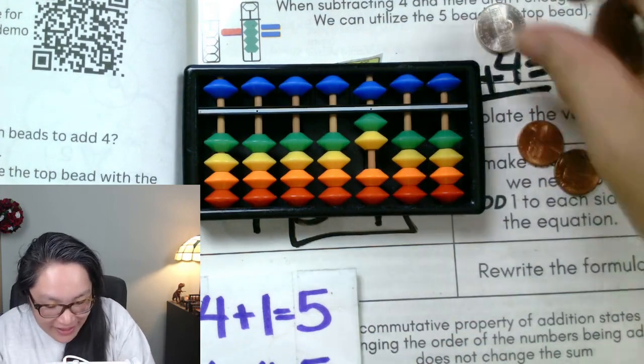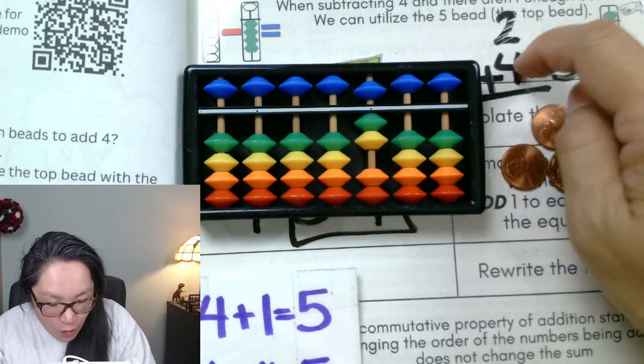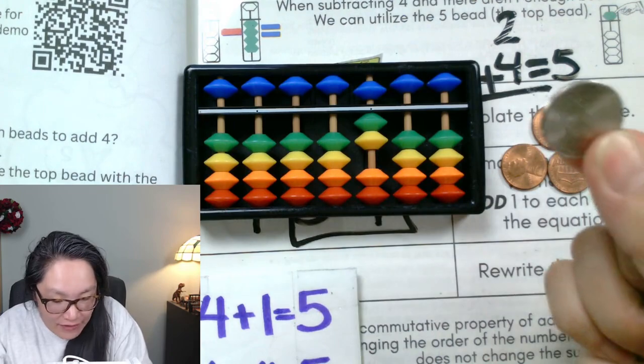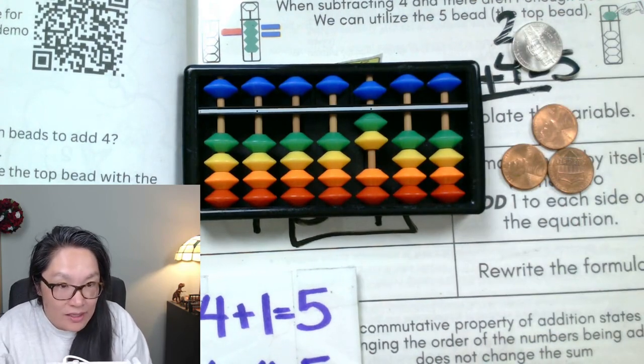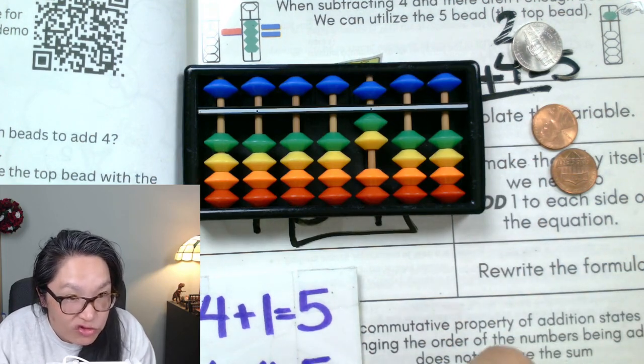So it's the same thing. If I have 3 pennies and I want to add 4, I don't have enough. I have 5 cents. I will give you my 5 cents, but I need to take away the 1. So my final answer is 7.